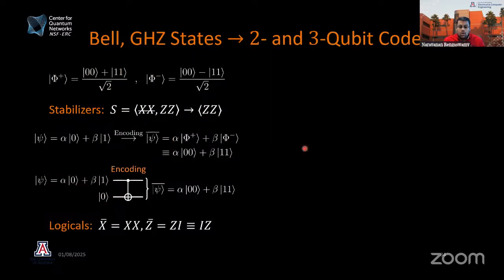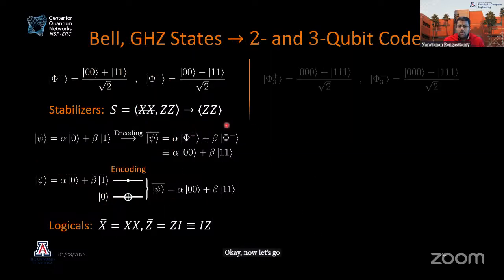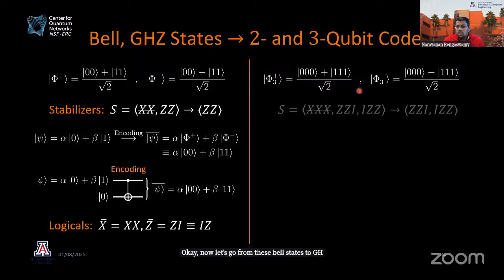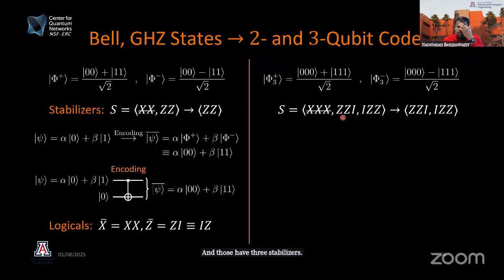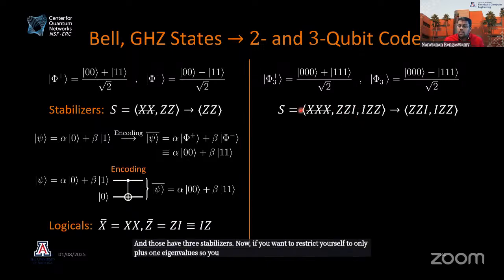Okay, now let's go from these Bell states to GHZ states and to 3-qubit codes. So just like the Bell state, you can write a 3-qubit state called the GHZ state, where you have 000 + 111 or 000 - 111. And those have 3 stabilizers. Now, if you want to restrict yourself to only +1 eigenvalues, so you remove the XXX stabilizer and you only have these 2 stabilizers like we had in the previous slide.